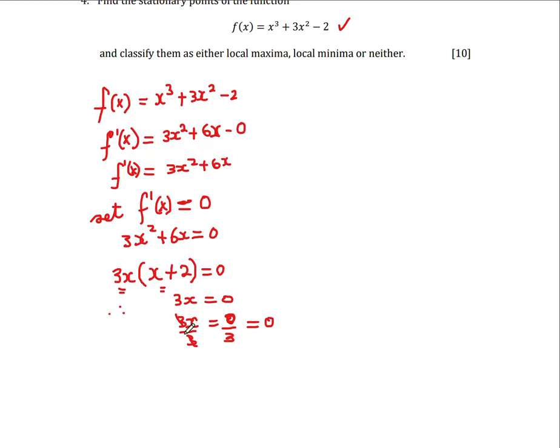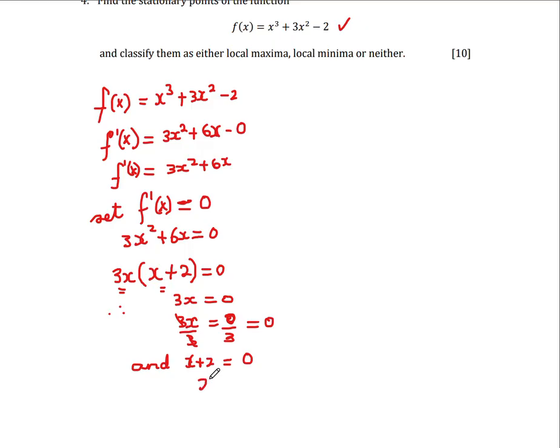So x is equal to 0 when we set one of the expressions in the product, which is 3x, equal to 0. And then we're going to also set x plus 2 equal to 0. So what we're doing here is that we're finding the stationary points. That is the points of x, or the values of x, where the first derivative is equal to 0. So x plus 2 is equal to 0.